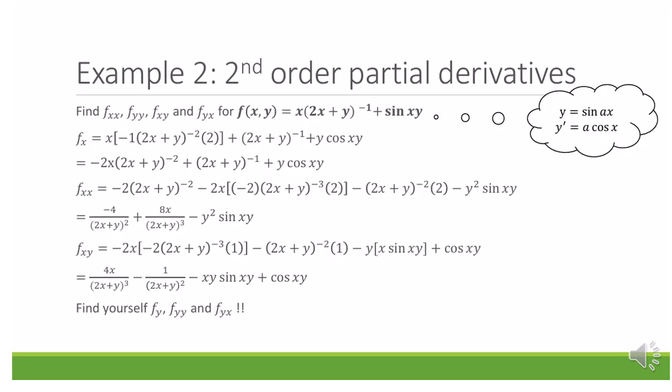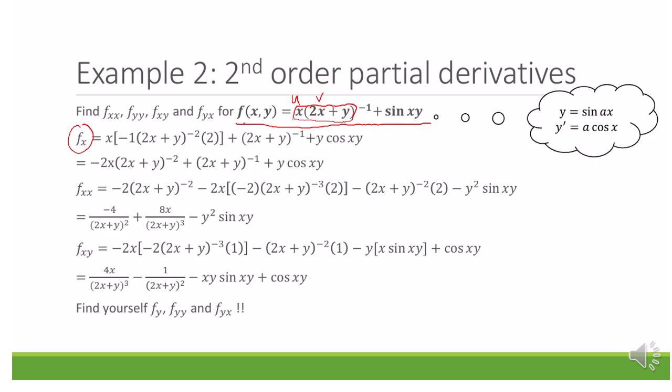So here is another example of the second order partial derivatives. We can see there's the function. First of all, we need to differentiate it the first time with respect to x. We can do this by taking u and v. First differentiate with respect to x for this side.